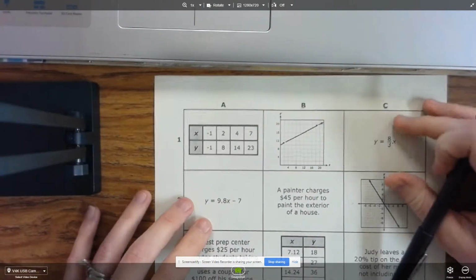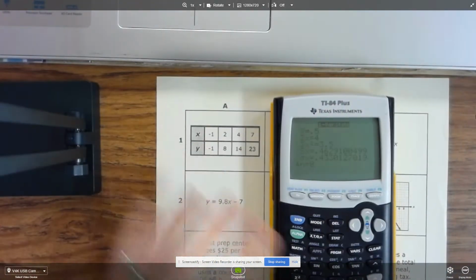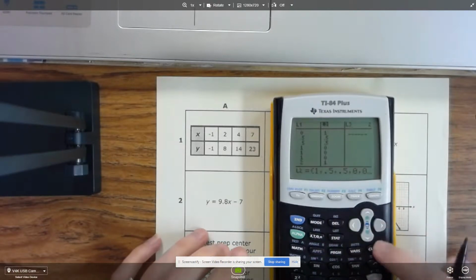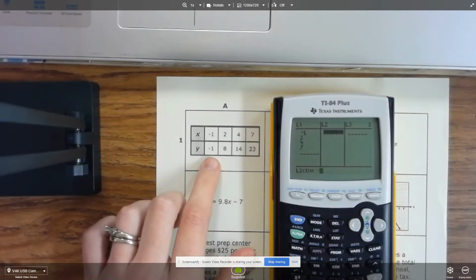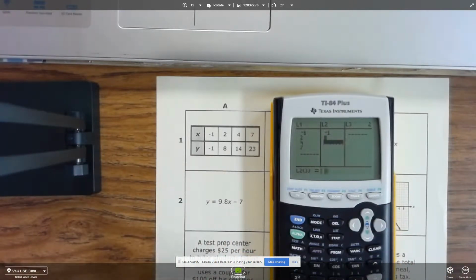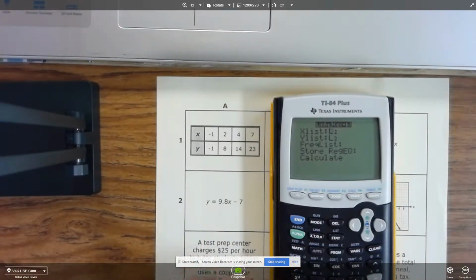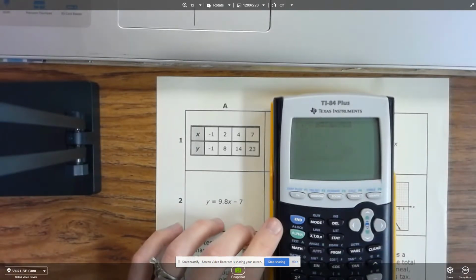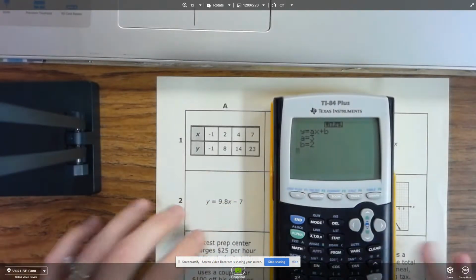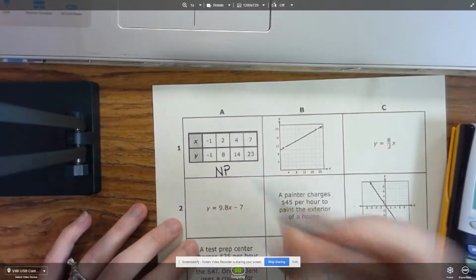So inside here, we're going to decide if these are proportional or non-proportional. So with a table, again, we're going to stick these into our stat list. And so here we've got a -1, 2, 4, and 7. And then our y's are -1, 8, 14, and 23. So stat calc 4. Make sure that these say list 1 and list 2. And so here I get a B value of 2. So this one is non-proportional.